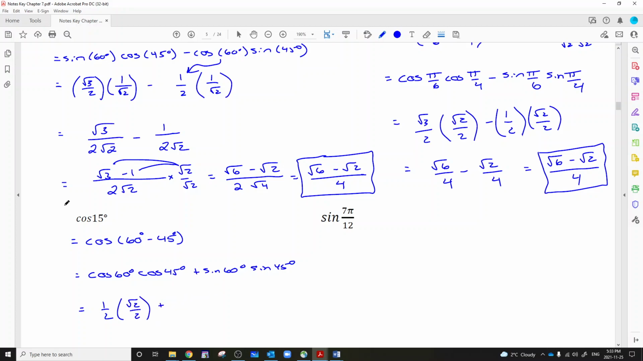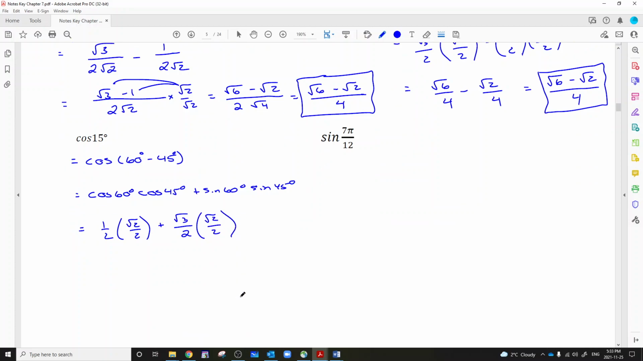Then we go sine of 60, which I have right here. So I'm going to go root 3 over 2. And then the sine of 45 is root 2 over 2. All right, and then let's simplify. So I end up with 1 times root 2 is root 2 over 4, plus root 3 times root 2 is root 6 over 4. Look at that, a common denominator. And I end up with root 2 plus root 6 all over 4. And we call it done.